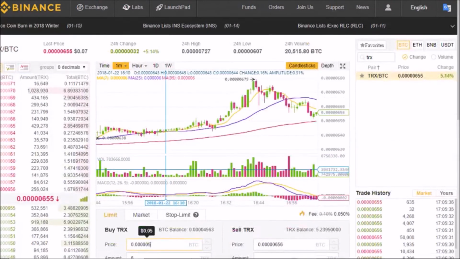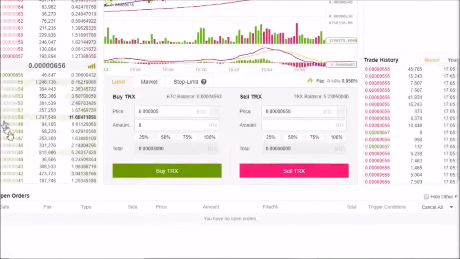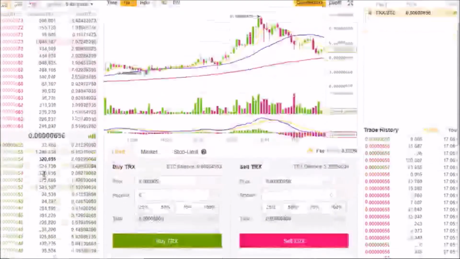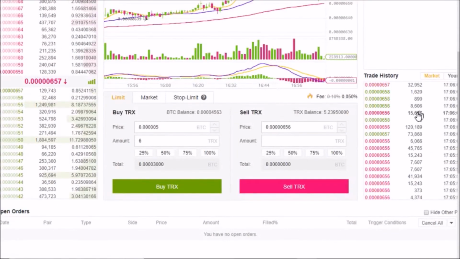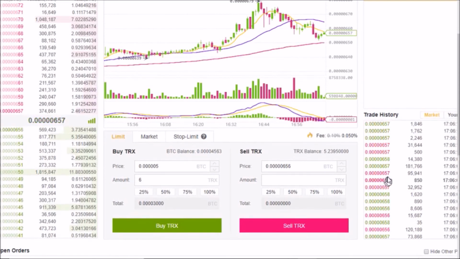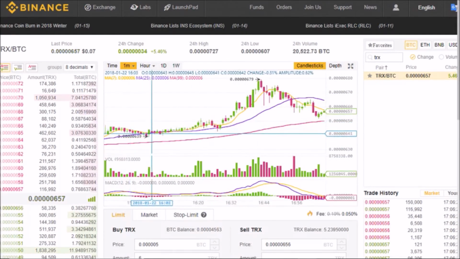Now let's go over this platform exchange browser. You have your Tron BTC. This is all your selling orders. Down here, green is all your buying orders. So red means sell, green means buy. Over here, you have all your trading history, meaning all the buyers and sellers and what's currently being sold and bought right now. And this is your charts. So these are called candlesticks.